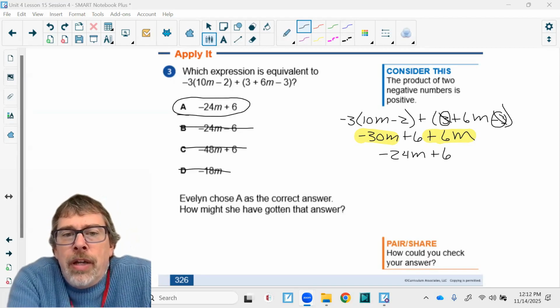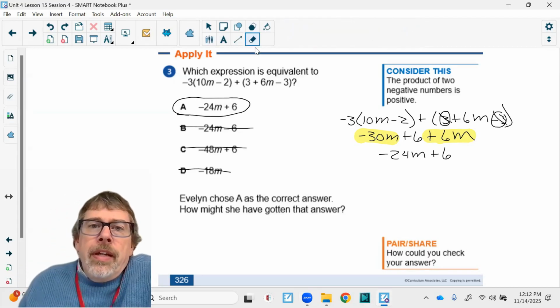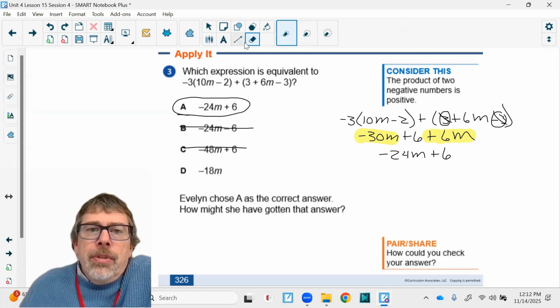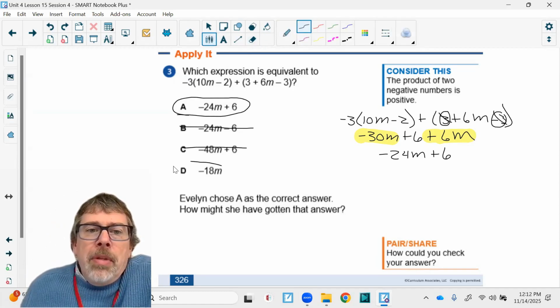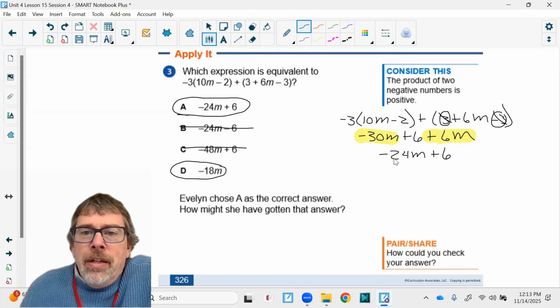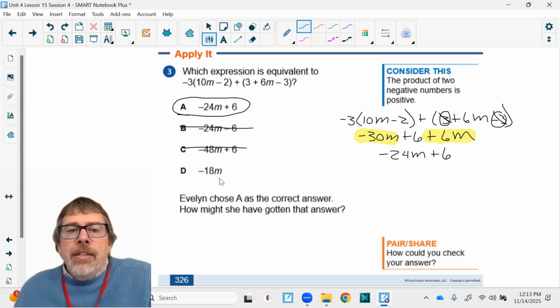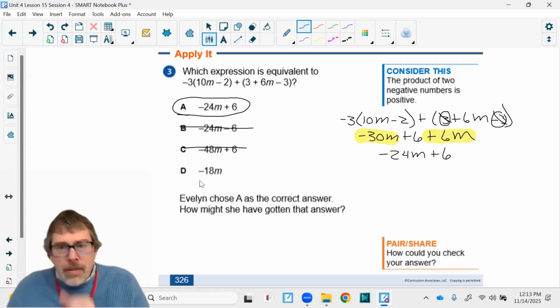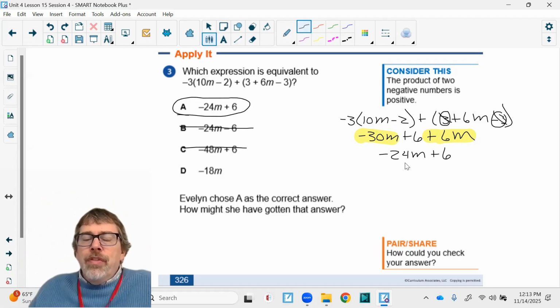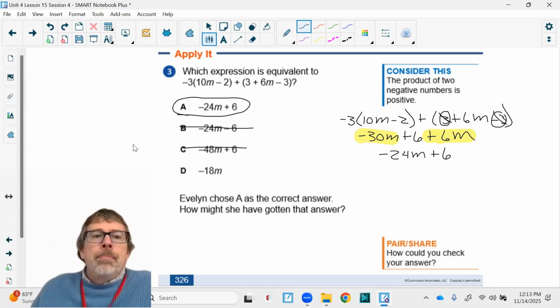So usually they have a student choose the wrong answer, and in this case, they asked us how she might have gotten the right answer, which is strange. But I was thinking maybe they would ask why D might be the right answer, and that would be a common error when they see a negative 24m plus 6 and not realizing that 6 did not have an m, or not realizing that 24 had an m, and negative 24 plus 6 is negative 18. So that's a common mistake when they take constants and subtract or add them to coefficients. That's how you would get a D.